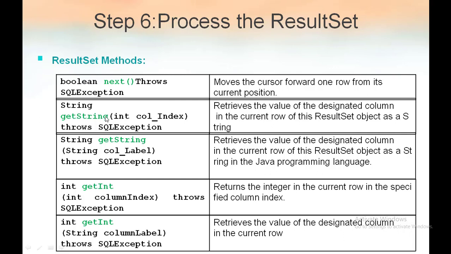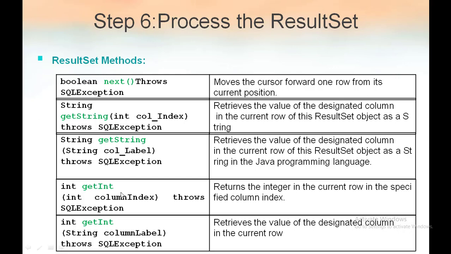String getString, integer column index. If we want to retrieve data from the result set, we need to use the get method. String getString, column label. Here we passed column index, meaning column number. Here we are passing column label, meaning column name. It retrieves the value of the designated column in the current row of the result set object.